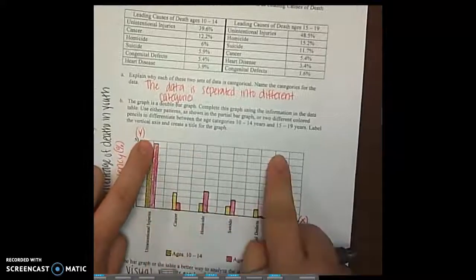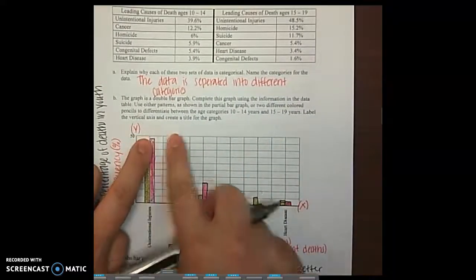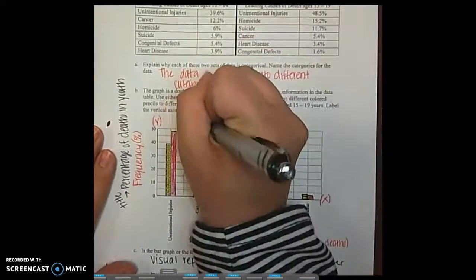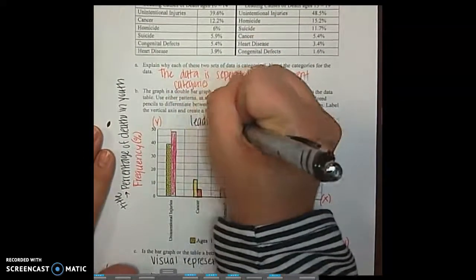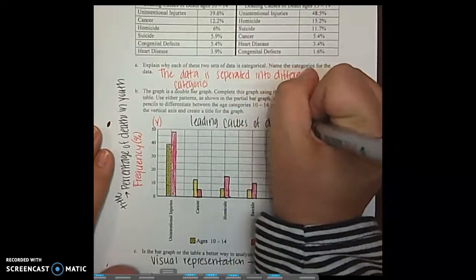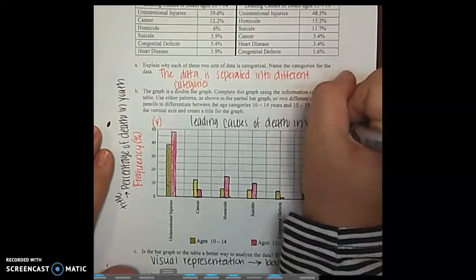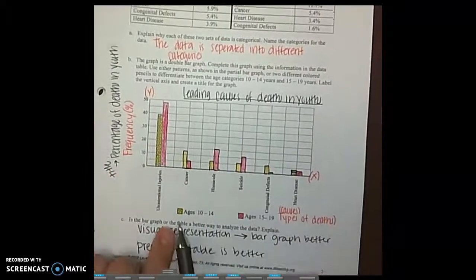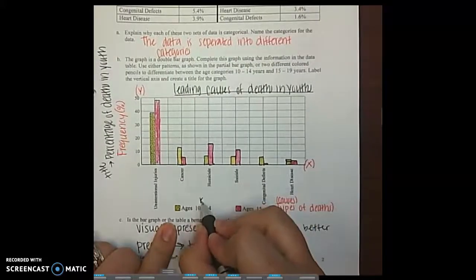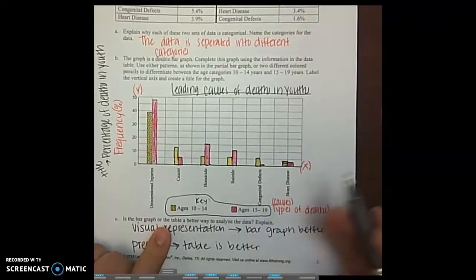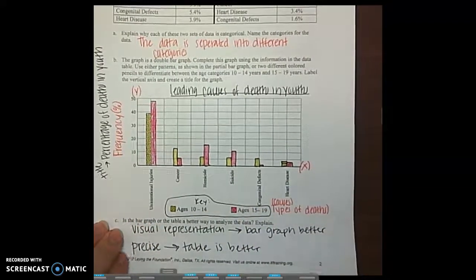Now, there is one thing that we did not do. We did not put a title right here. So we need to put a title that sums up what this data table is. So we're going to say leading causes of deaths in youths. So that is my title, and I have my key down here. And that's very important to remember, is that you have a key when you are comparing two separate things.